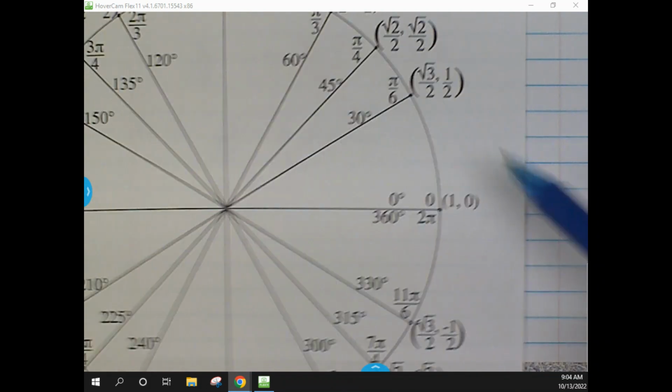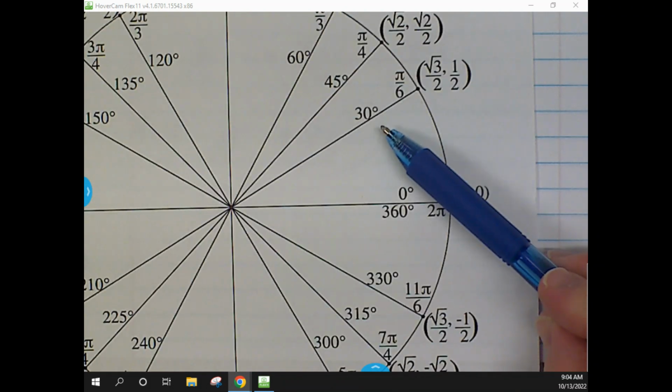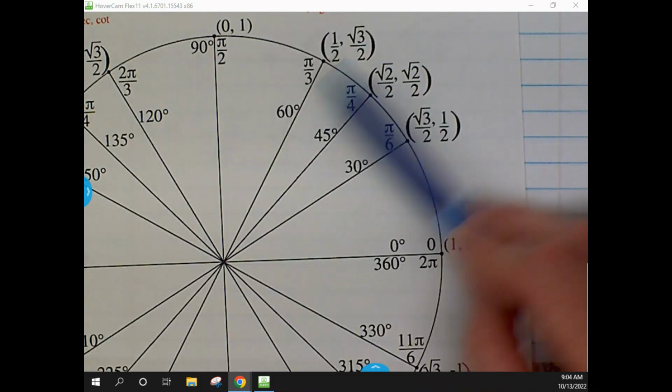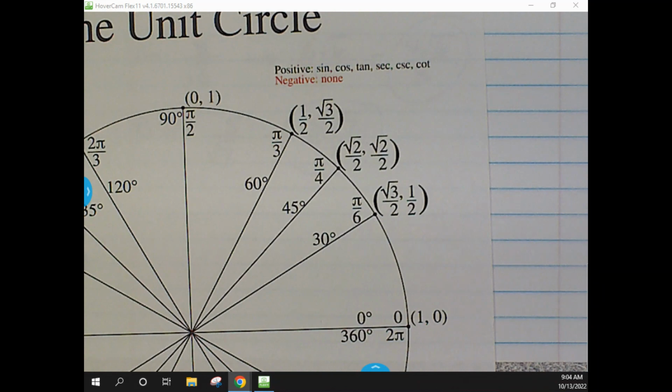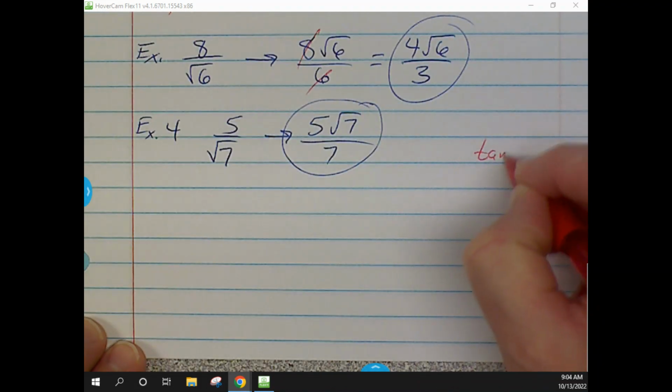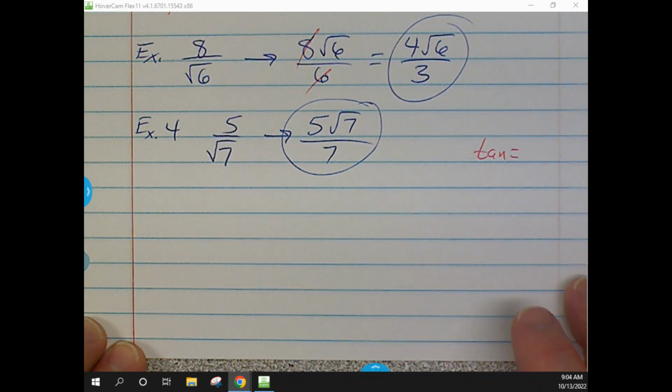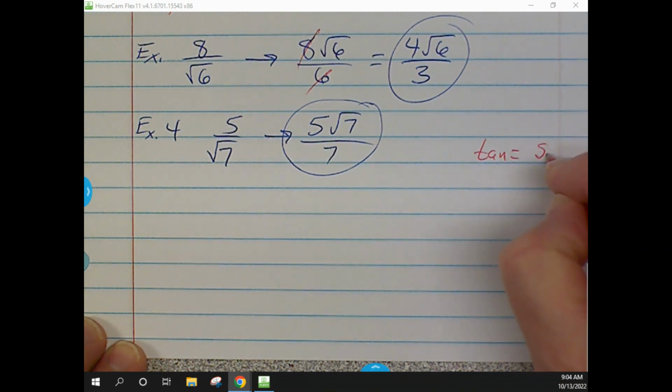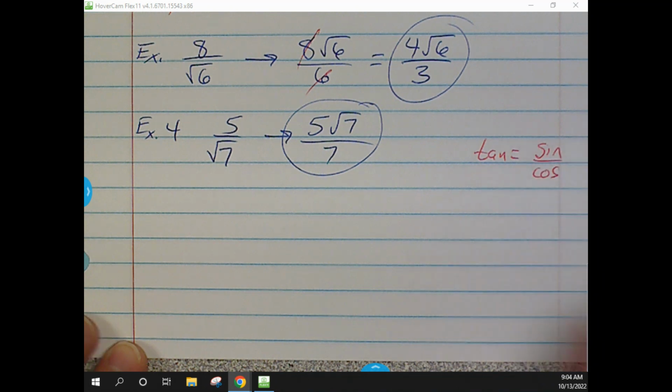Let's say that we had 30 degrees, or we could go with 60. We could go with any one of these that we want to do. But do y'all remember what tangent was? We said tangent was going to be which one over which one? Do y'all remember? All right, so tangent was going to be sine over cosine.